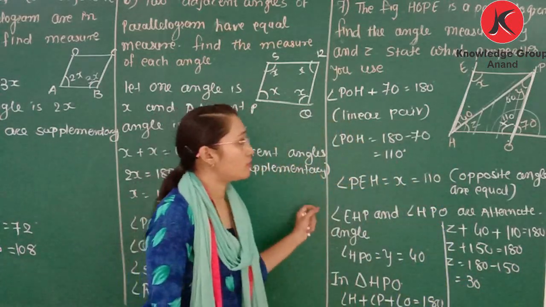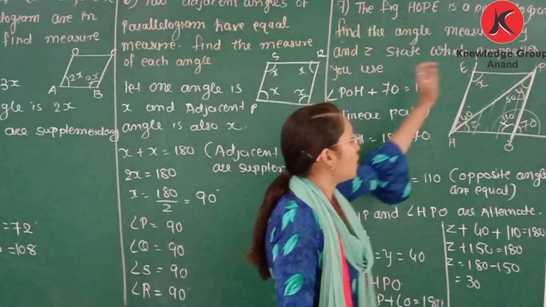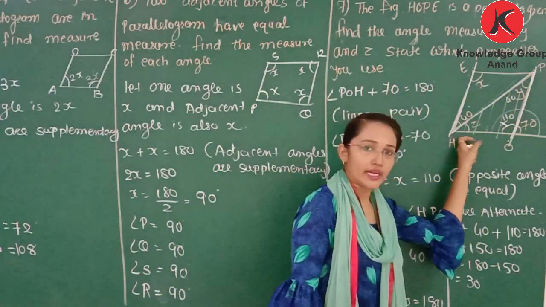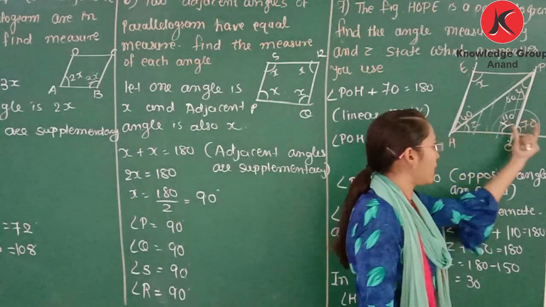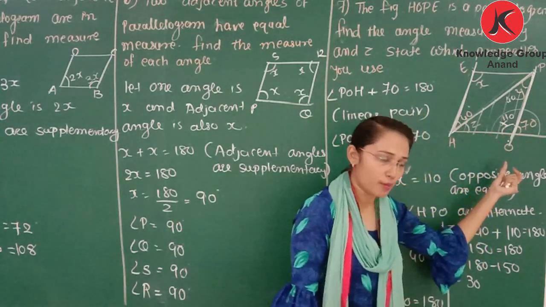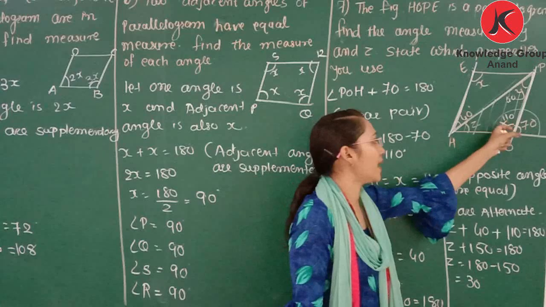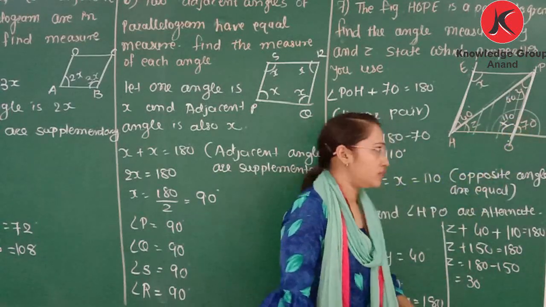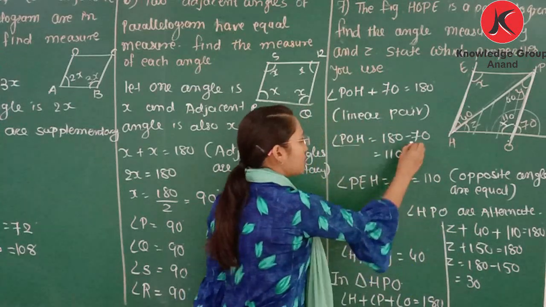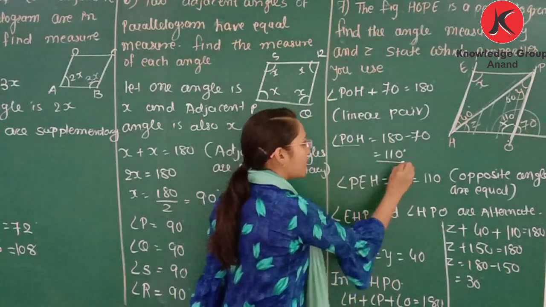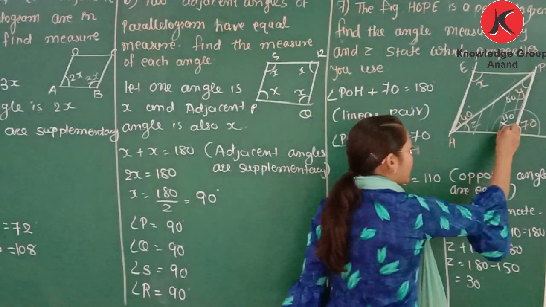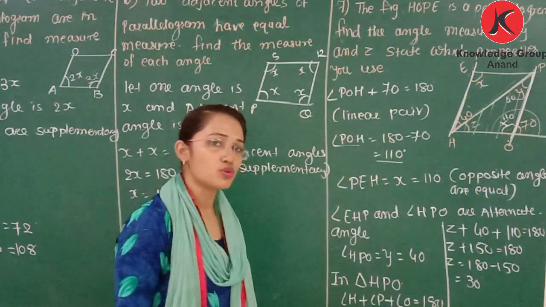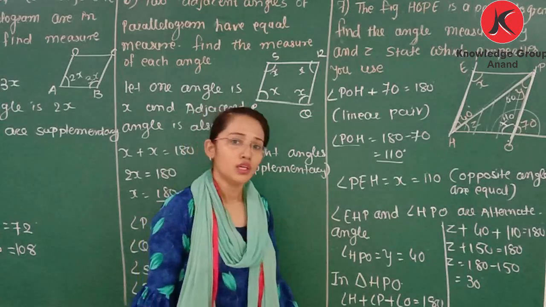Clear? First of all, we found angle POH, that is the interior angle. Interior angle and exterior angle are a linear pair. That's why POH plus 70 is equal to 180. POH is equal to 180 minus 70, that is 110. If we get this angle 110, X is also 110 because opposite angles in a parallelogram are equal.